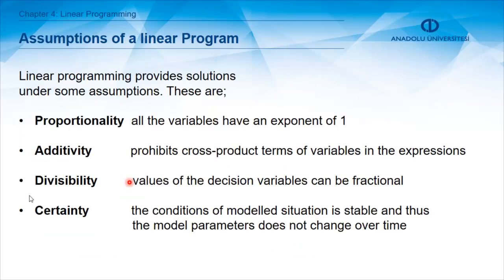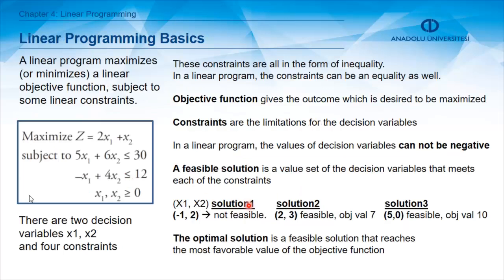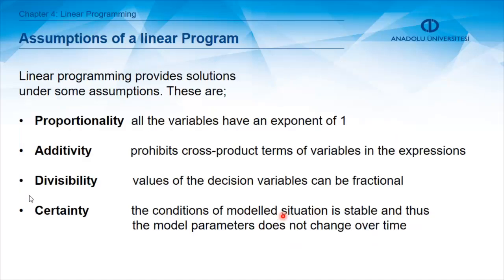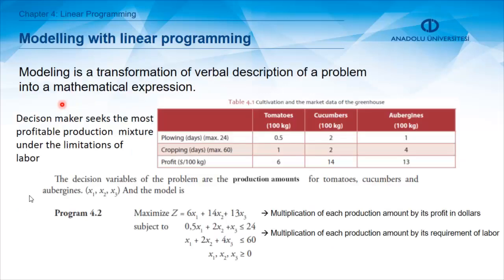The third is divisibility. Values of the decision variables can be fractional. We presented some example solutions, and these values of decision variables are all integers. These values can also be fractions, such as for solution 2, the value of x1 could be 2.5 instead of an integer value such as 2. And the last one is certainty. The conditions of the model situation are stable, and thus the model parameters do not change over time.